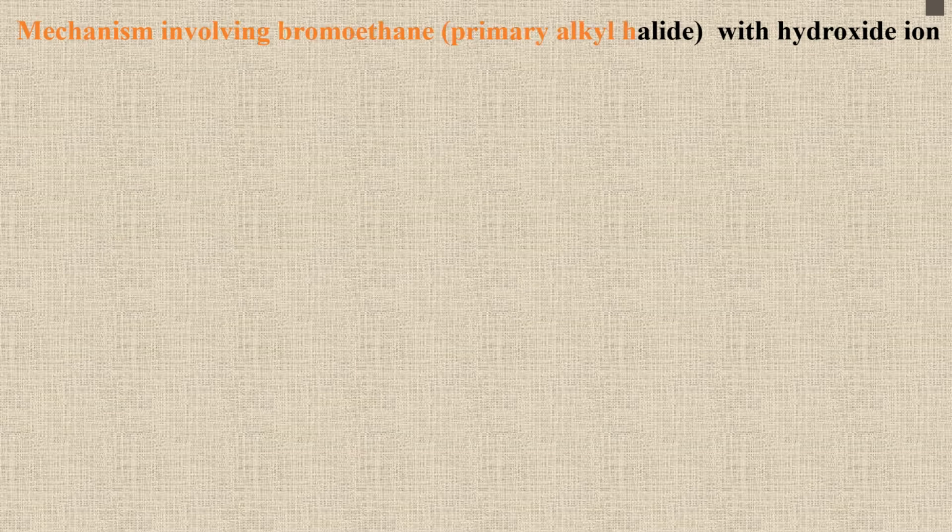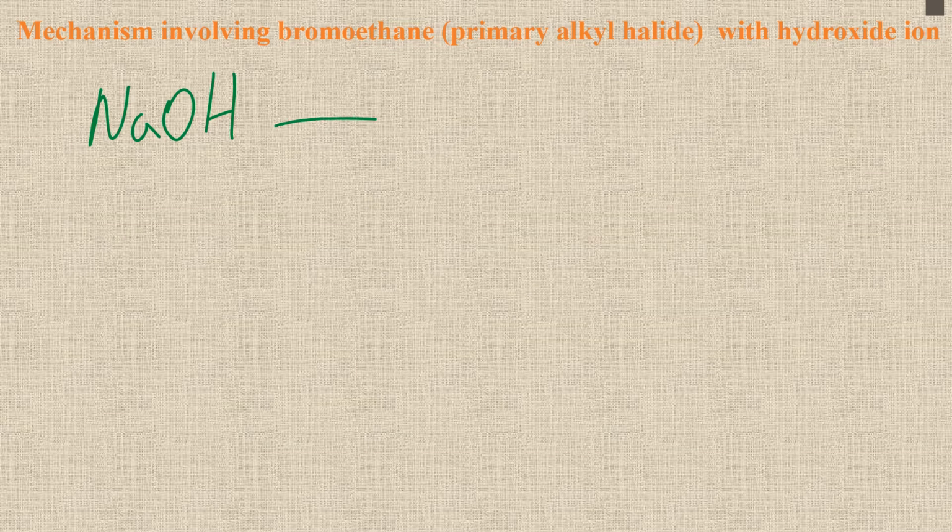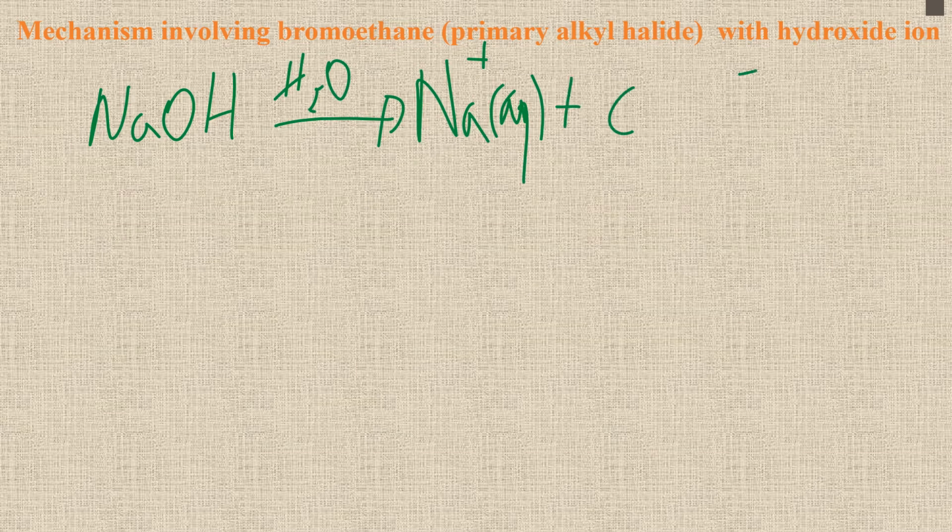Let us have a mechanism involving bromoethane, which is a primary alkyl halide, with a hydroxide ion. A primary alkyl halide, as you know, is an alkyl halide in which a halogen is attached to a primary carbon. And the hydroxide comes from a strong base like sodium hydroxide. The sodium hydroxide is going to dissolve in a polar solvent like water and produce hydroxide ion.